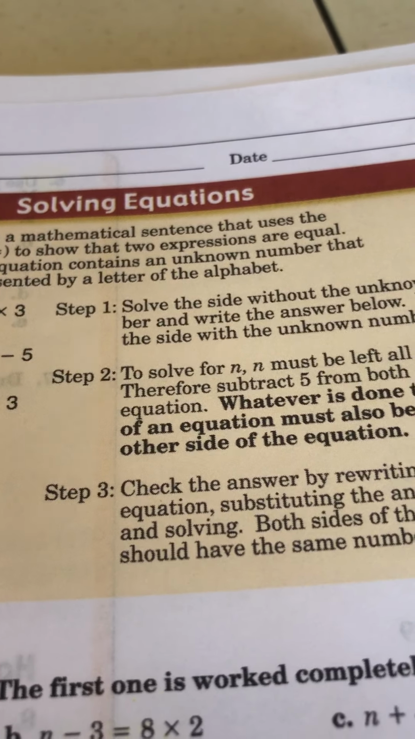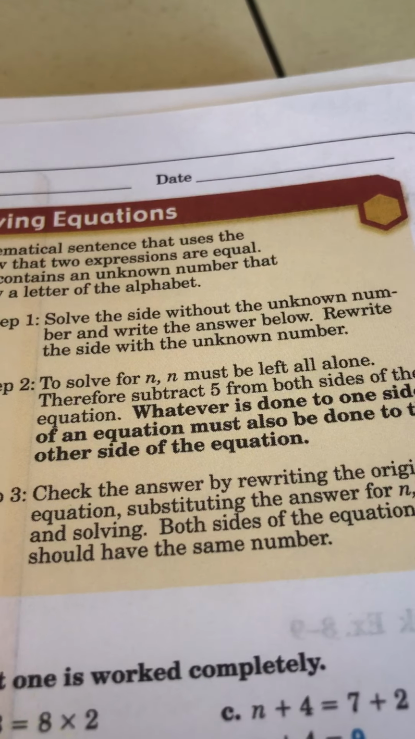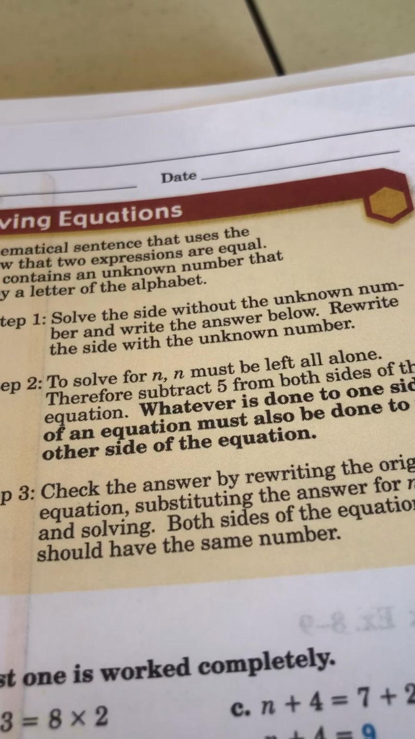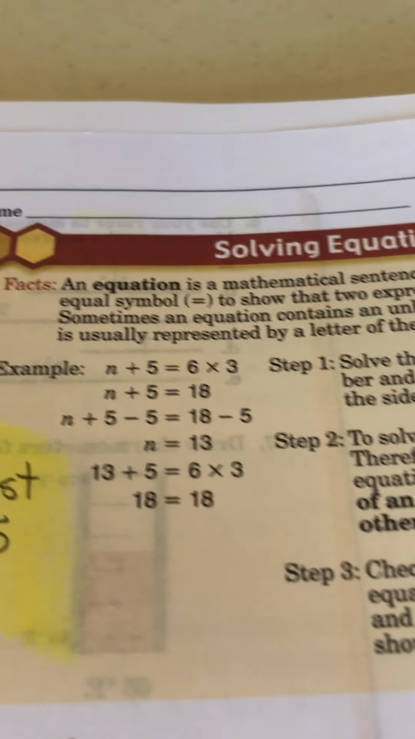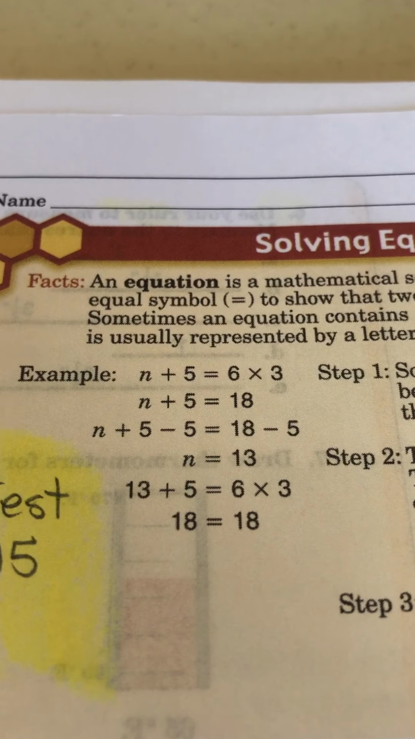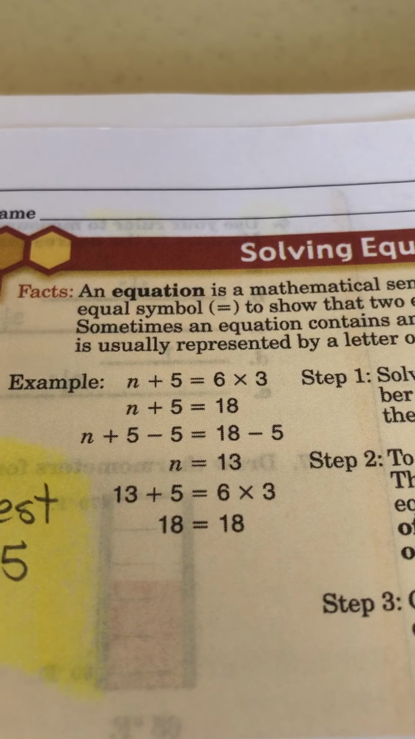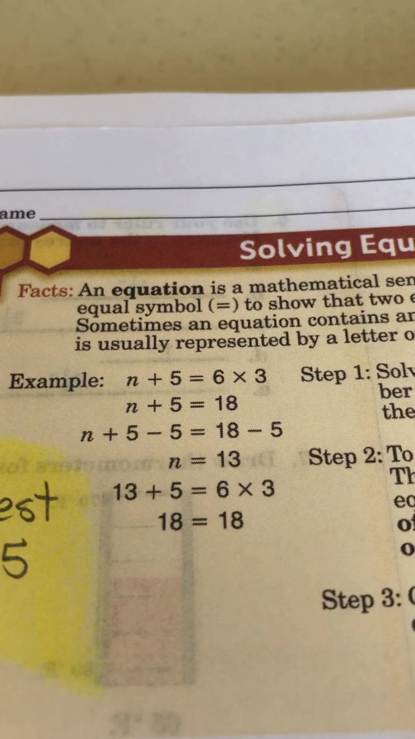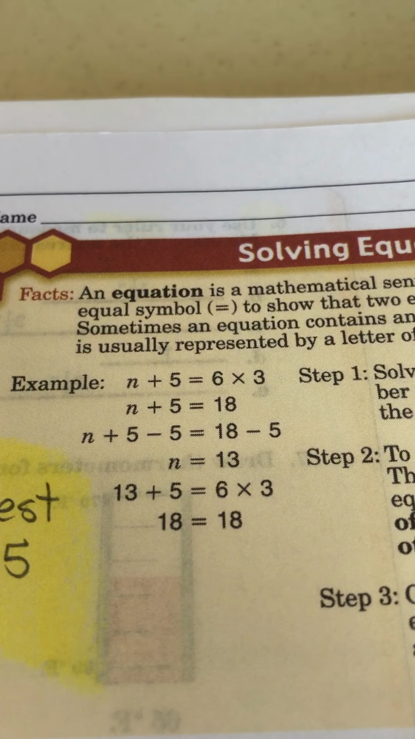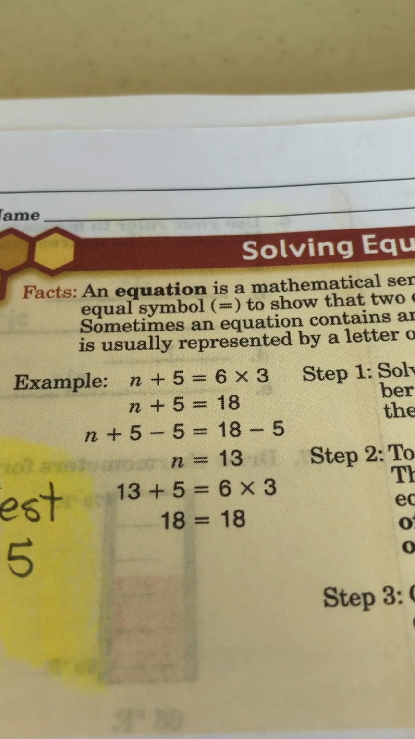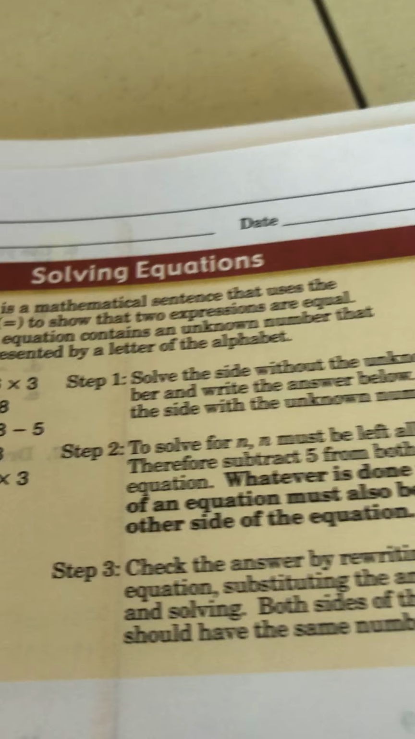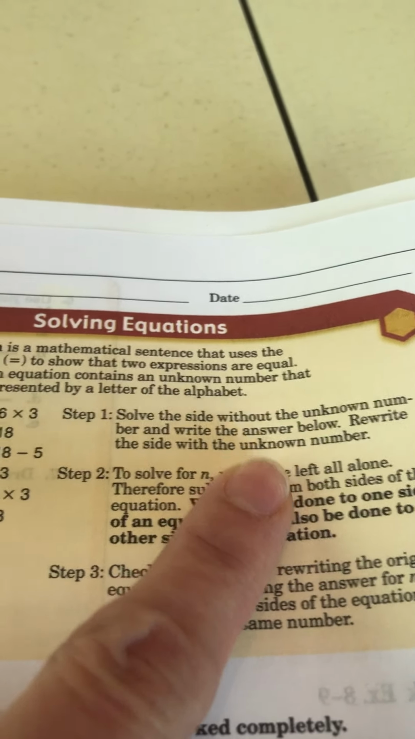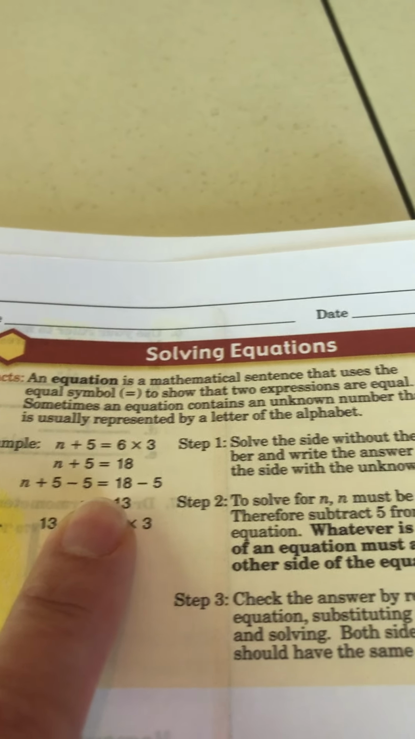Okay, note step 1, solve the side without the unknown number and write the answer below. Rewrite the side with the unknown number. So 6 times 3 is the side without the unknown number, so that is equal to 18. So you're going to have n plus 5 equals 6 times 3. Then you're going to write n plus 5 equals 18. You're going to rewrite that. See where it says rewrite the side with the unknown number? You'll rewrite that there too, okay?